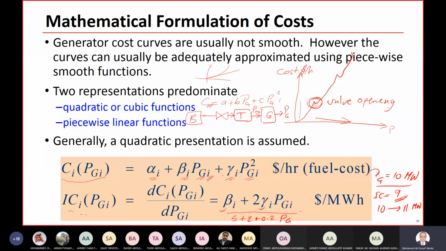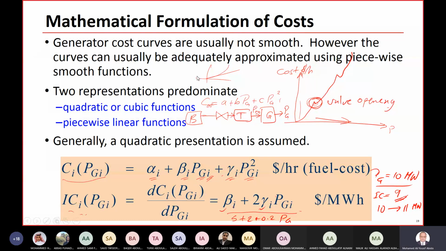And we will see how to formulate the problem of economic dispatch as an optimization problem, and then how to solve it to find the optimal scheduling or optimal dispatch among the available generators.